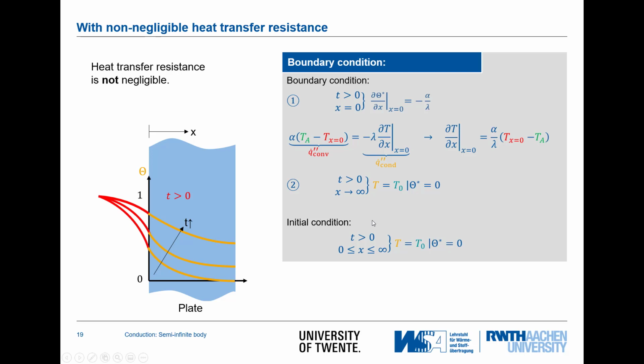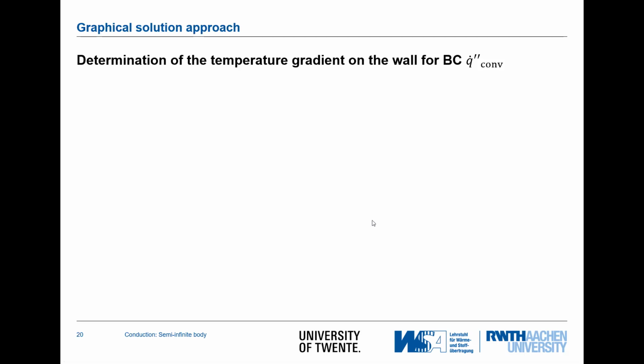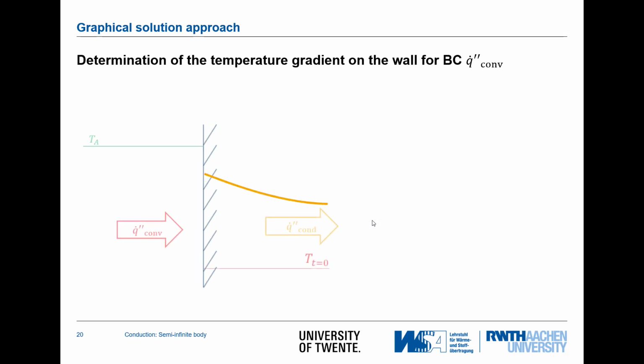And the initial conditions are also the same as in the case before. Now, how can we determine the temperature gradient on the wall? And for this, I would like to introduce now a little graphical solution approach. So let's look here at our case.